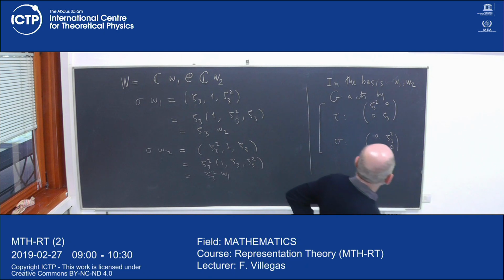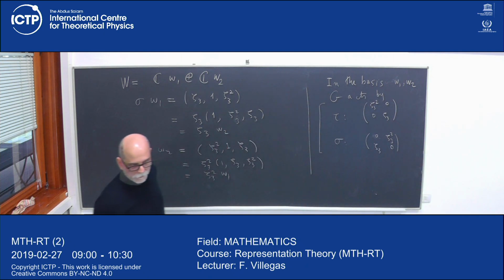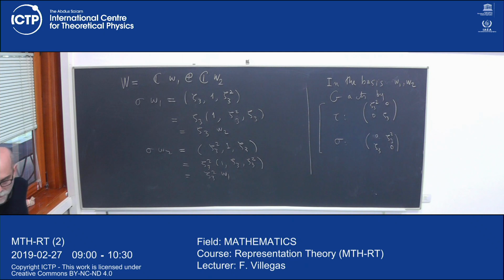So I claim that this shows that this W is irreducible, because there is no line that is fixed by the whole group. If a line is fixed by the whole group, it has to be fixed by tau. And there are only two lines fixed by tau, not pointwise but as a set, which are the two lines spanned by W1 and W2. Any line fixed by tau has to correspond to some eigenvector, some eigenvalue. So the only two possible lines fixed by tau are W1 and W2, and sigma just swaps them.